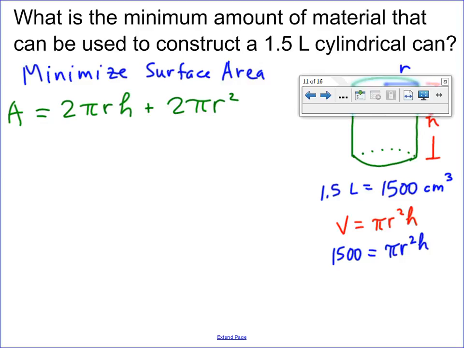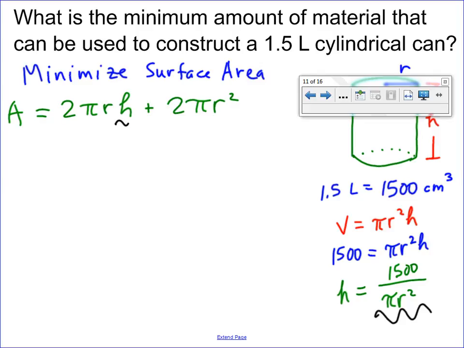All right. So is it going to be easier to solve for r? Is it going to be easier to solve for h in this volume formula? What do you guys think? H, I'm down. We can do that one step by dividing both sides by pi r squared. And so h is given by 1,500 over pi r squared.